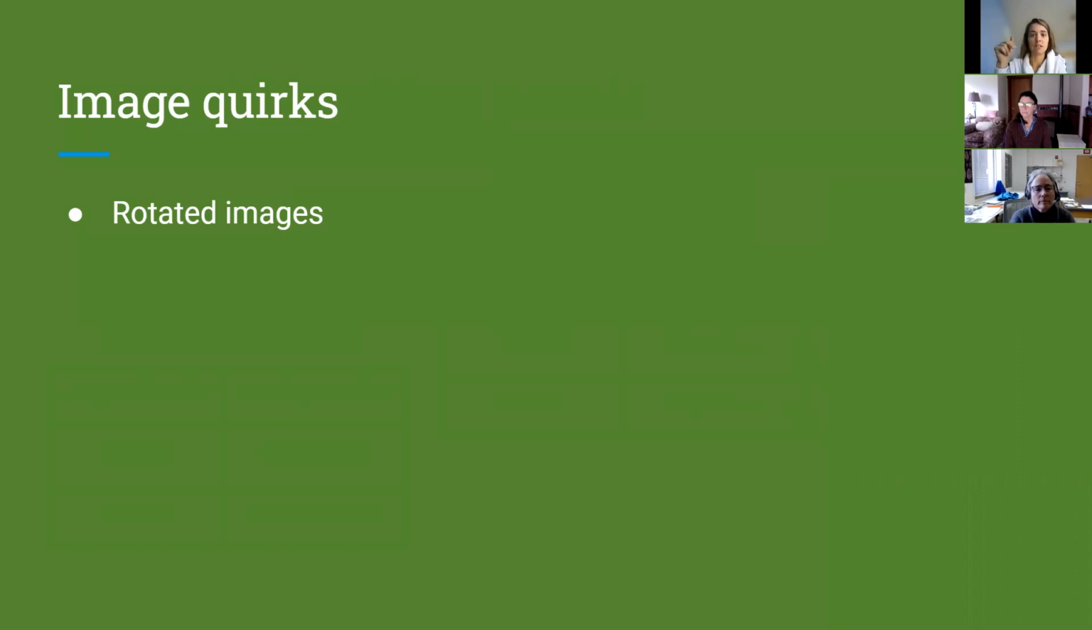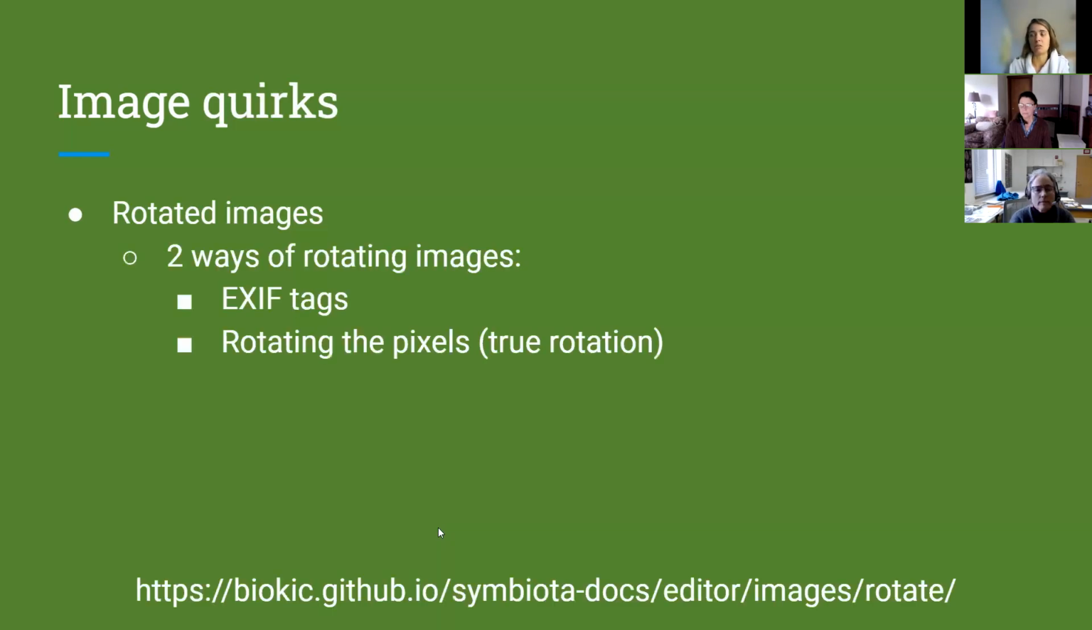And one problem that we often come up against is that there are two main ways of rotating images. One of them is by using what's called an EXIF tag, which is a tag in the metadata of the image that says, rotate this direction, computer. Some browsers will do that, and some browsers can't read EXIF tags, and so then they're not going to be rotated. So it's very confusing.